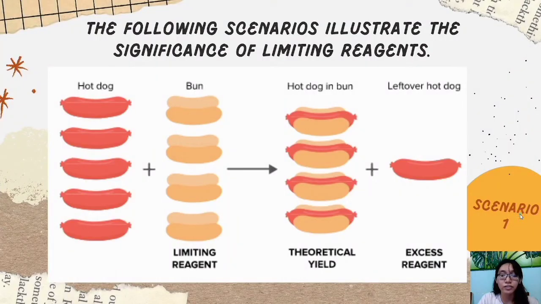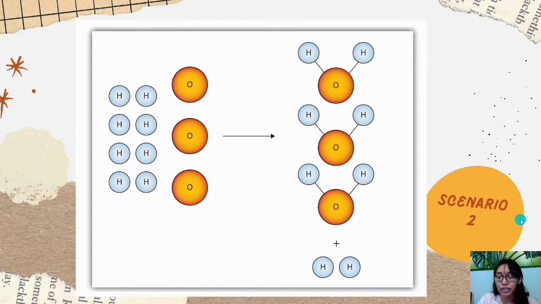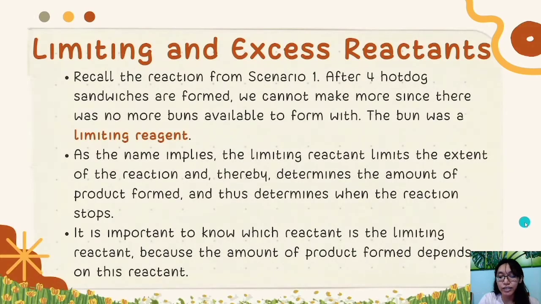The following scenarios illustrate the significance of limiting reagents. Here, in the first scenario, there are 5 hot dogs and 4 buns. After they combine, 4 hot dogs in a bun are formed and there is one leftover hot dog. In the next scenario, there are 8 hydrogen elements and 3 oxygen elements that form 3 water elements, or H2O, wherein there are 2 hydrogen elements left. Given the first scenario, after 4 hot dog sandwiches are formed, we are not able to make more since there were no more buns available to create a hot dog sandwich. Thus, the bun was the limiting reagent.